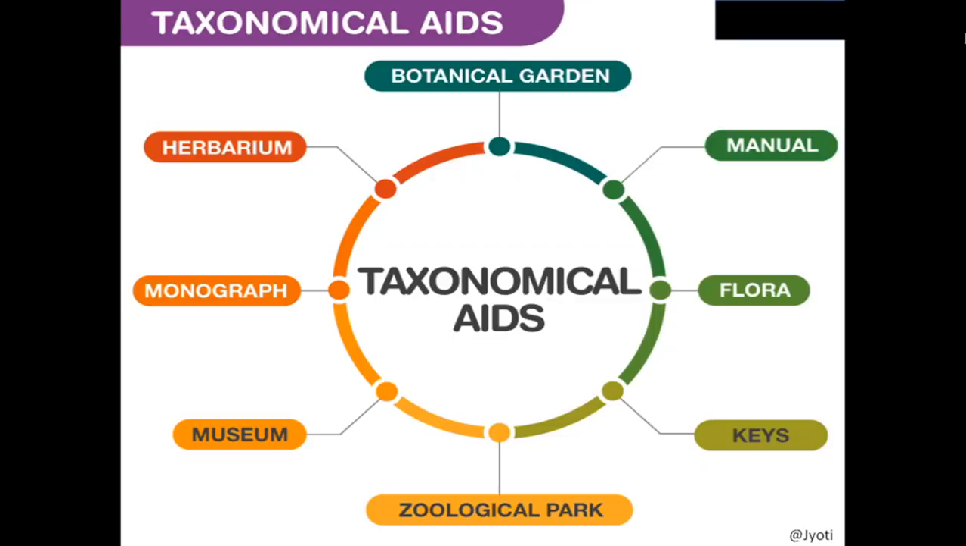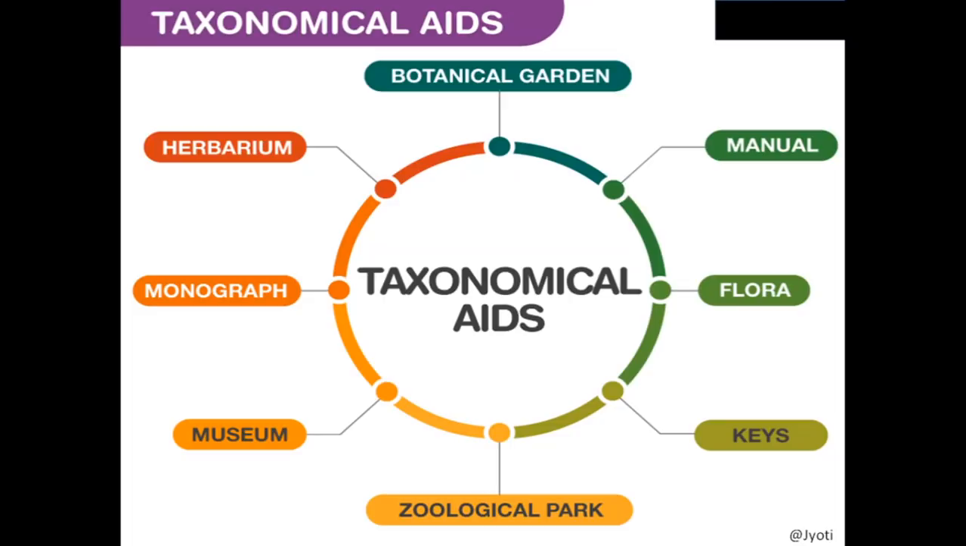So the taxonomical aids are of different types. Here you can see botanical garden, manual, flora, keys, zoological park, museum, monograph, herbarium. So these are several types of taxonomical aids. For reference, we can select any of these depending upon the type of species we are studying, whether it is plant or animals.